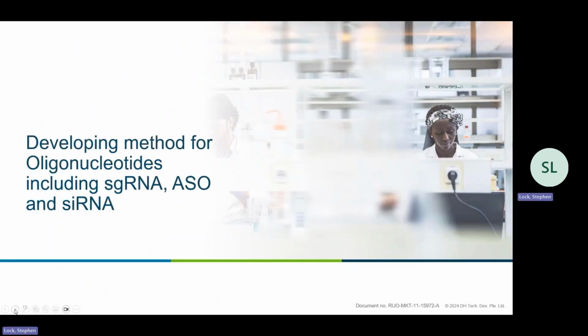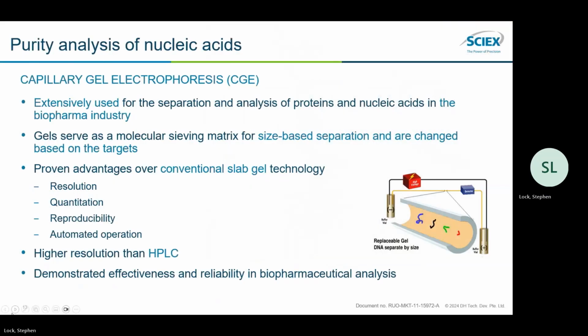So looking at the next section, we look at developing methods for this oligonucleotide class, including sgRNA, ASOs, and small interfering RNA. This has been around for a while, because ASOs as a biotherapeutic have been around for a number of years now, and as FDA-approved drugs. It uses capillary gel electrophoresis, again, as a way to profile size impurities of these smaller oligonucleotides.